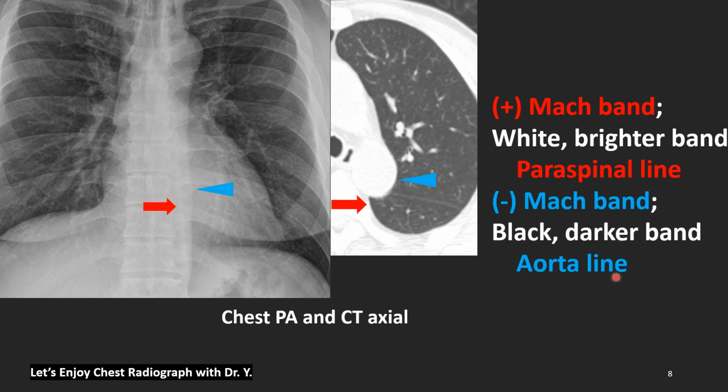This is the aorta line. In the CT axial imaging, this aorta line is a negative Mach band, and this white soft tissue side of the concave paraspinal line represents a positive Mach band. You can see the chest CT findings in this chest radiograph here. Positive Mach band, negative Mach band. Black line and white line are more conspicuous to my eyes.